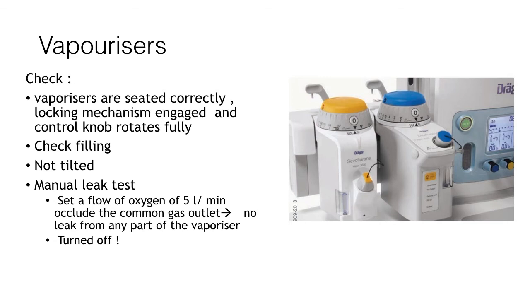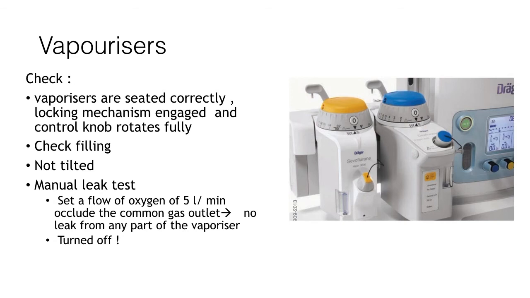We should also check at this point that the control knob can be rotated fully so that it can be fully turned on if required. And we should also check the filling of the vaporizer, so checking that it's adequately filled, not overfilled, and that the filling port is also closed. We should also check that the vaporizer is not tilted. Any tilting of the vaporizer could lead to a dangerously high concentration of anaesthetic being delivered to the patient.